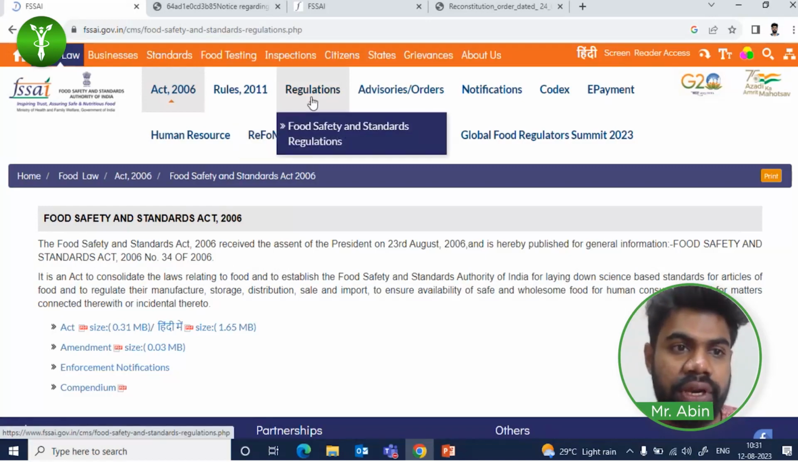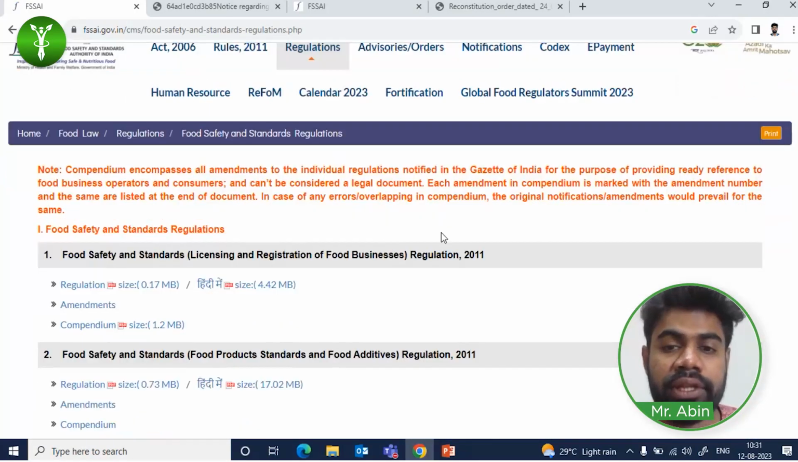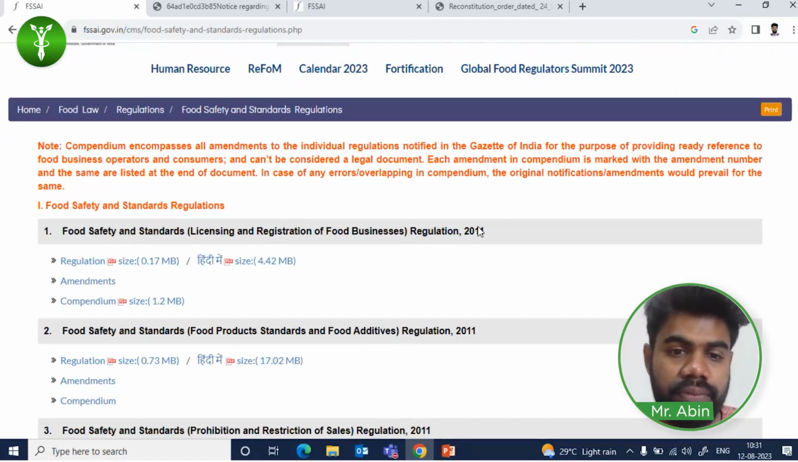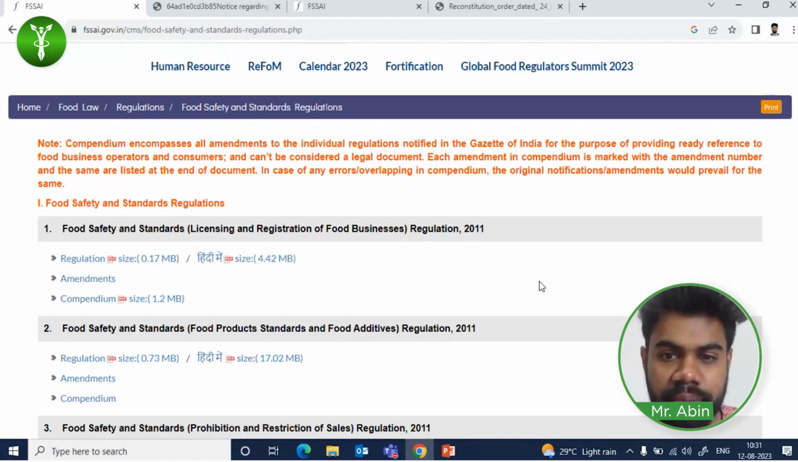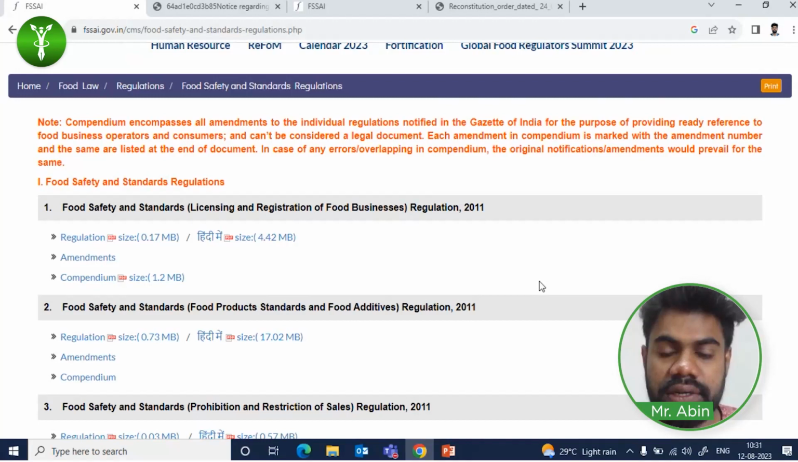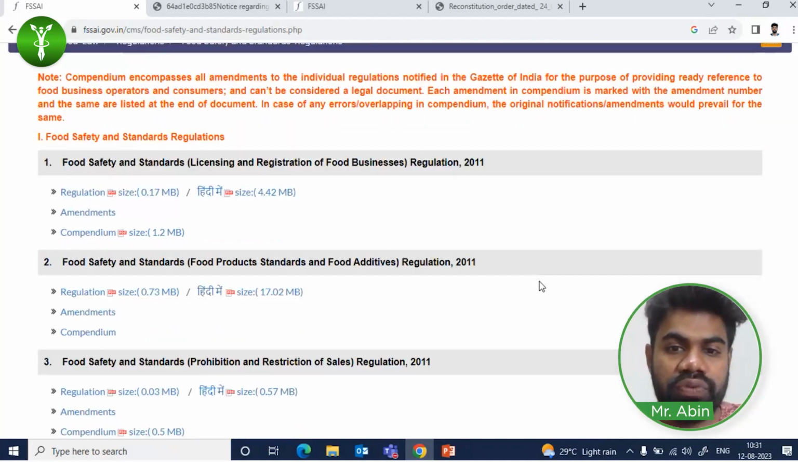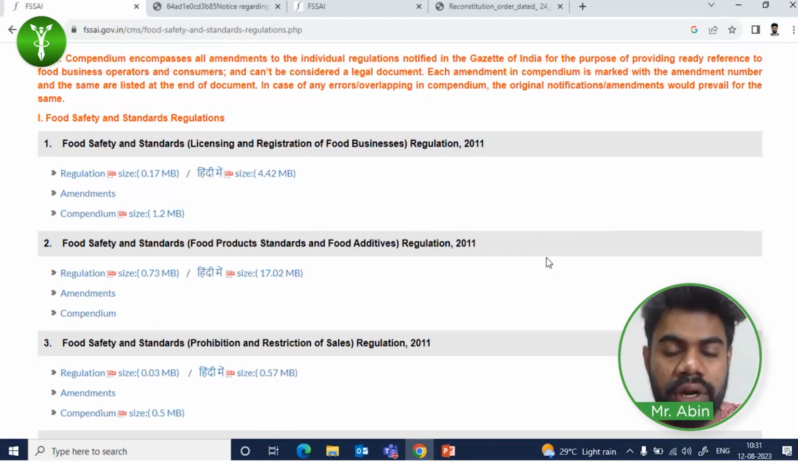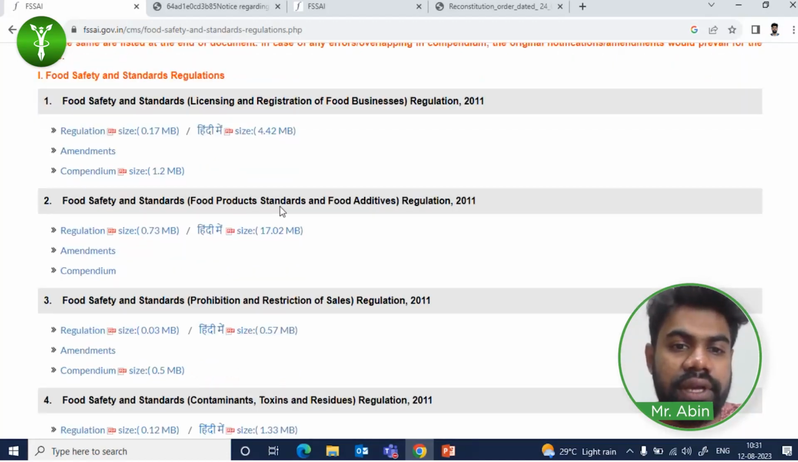So I will show you here in any regulation. As of now in India, there are 22 regulations. Not everything is important. We will see according to what is given in the syllabus and according to the importance. Out of 22, some 10 to 15 are important. Take anything here, say, for example, FPS. This is Food Product Standards and Food Additive Regulation 2011.